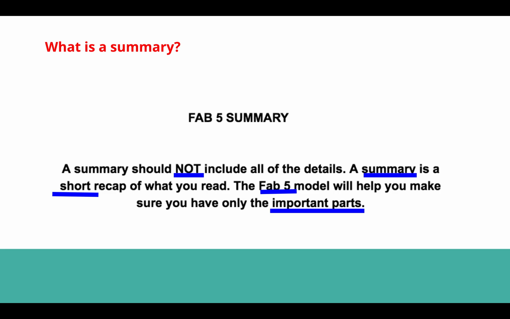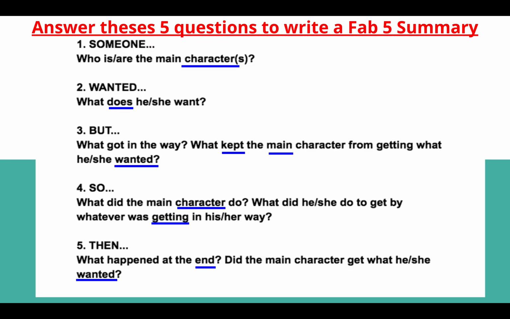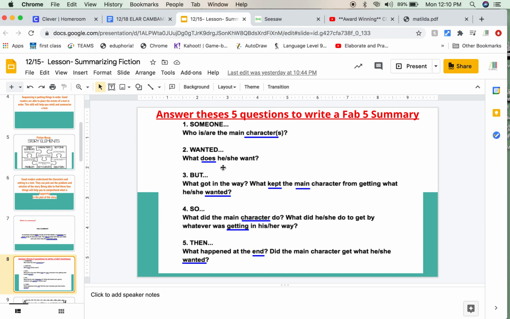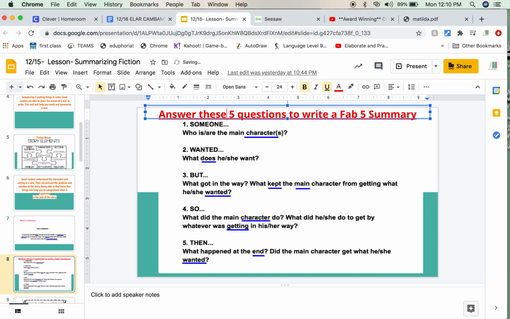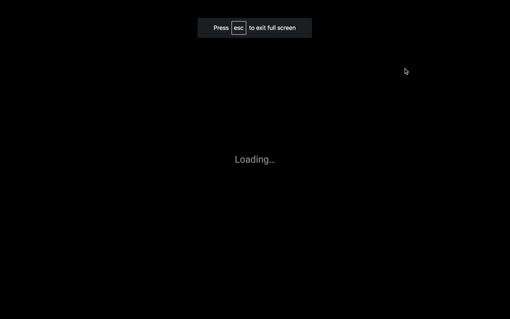A Fab 5 summary. A summary should not include all of the details. A summary is a short recap of what you read. The Fab 5 model will help you make sure you only have the important parts. So once again, a summary is a short recap of the important parts. In order to write a Fab 5 summary, you have to answer these 5 questions.